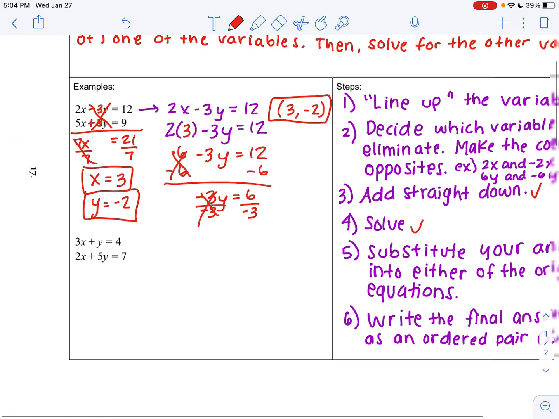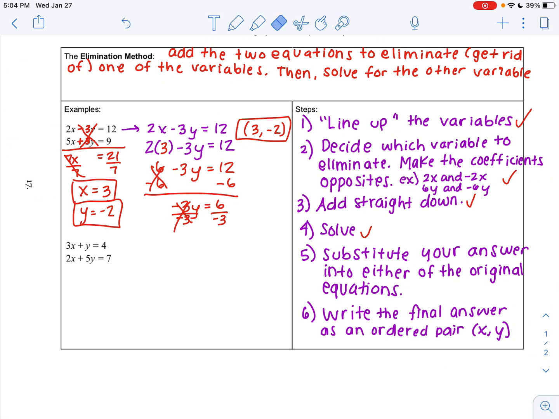All right, I'm going to erase the check marks here, and I'm going to do this again. So step 1 says to line up the variables. X's, Y's, equal signs, everything's lined up. Good. Decide which variable to eliminate, to get rid of. Make sure the coefficients are opposite. Now again, here we had opposite coefficients. Here though, we don't. Look, we have a 3 and a 2. Those don't cancel. And the number in front of this y is a 1. So 1 and 5 doesn't cancel there.